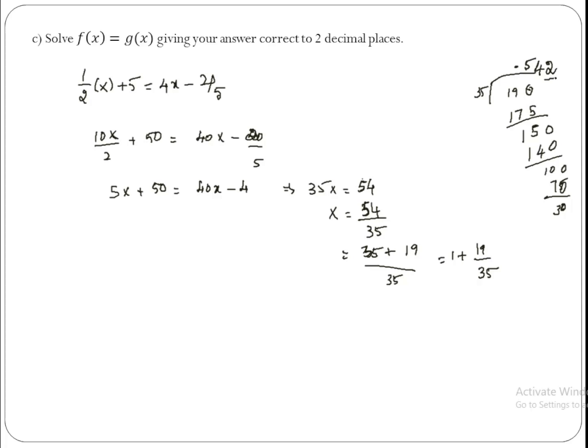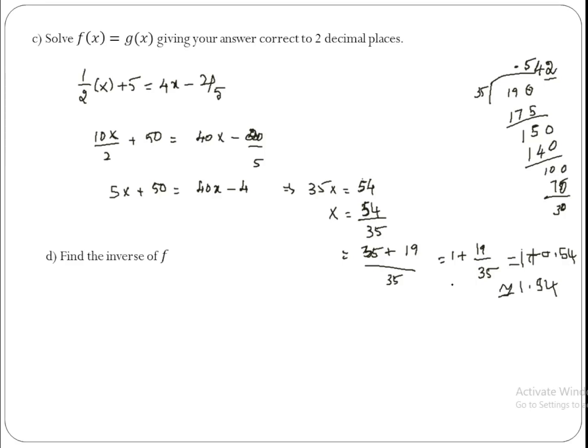Third decimal place is less than 5. So our answer must be 1 plus 0.54, so the approximate value is 1.54. Okay, that's all for our part C.